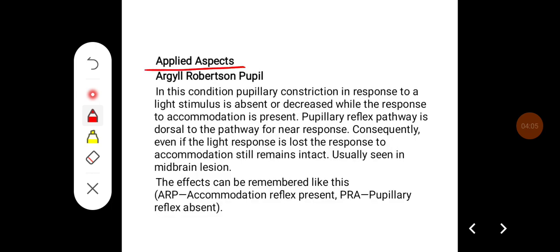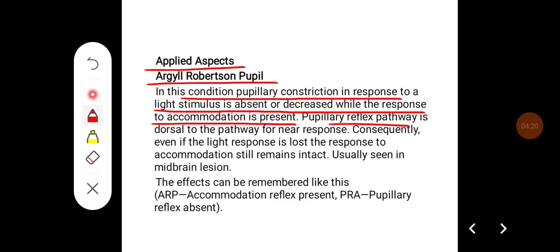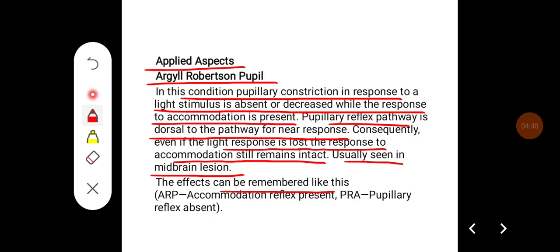Some of the applied aspects. Robertson pupil. In this condition, pupillary constriction in response to a light stimulus is absent or decreased, while the response to accommodation is present. The pupillary reflex pathway is dorsal to the pathway for near response. Consequently, even if the light response is lost, the response to accommodation still remains intact, and it is usually seen in the midbrain region. The effect can be remembered like this: ARP is accommodation reflex present and PRA, that is pupillary reflex absent.